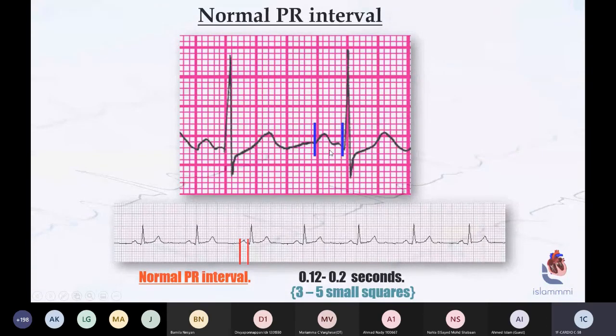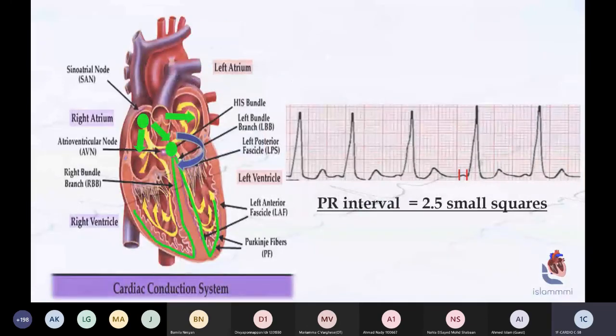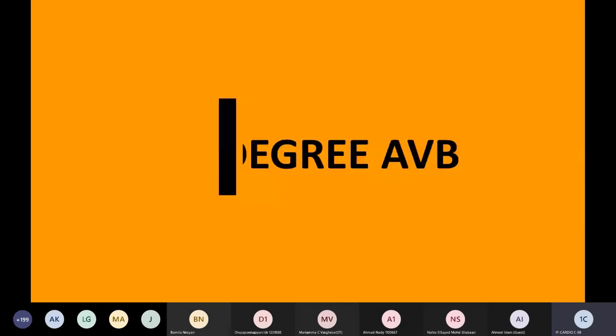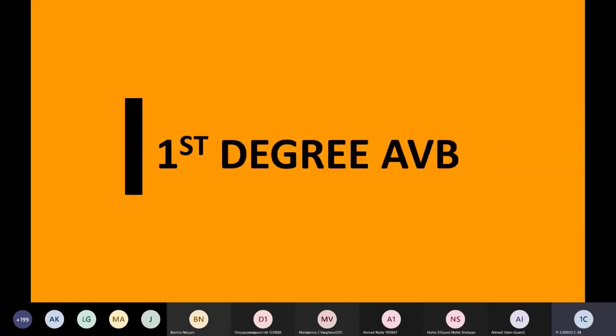If we have a short one, we call this pre-excitation. This is out of the scope of this lecture. But if we have a long one or a variable one, we call this a heart block. What does it mean? It means that the impulse is going from the atrium to the ventricle through the AV node with difficulty, so it's slower than before. According to the degree of slowing of the impulse passage from the atrium to the ventricle, we have different types of heart block: first degree, second degree, and third degree.